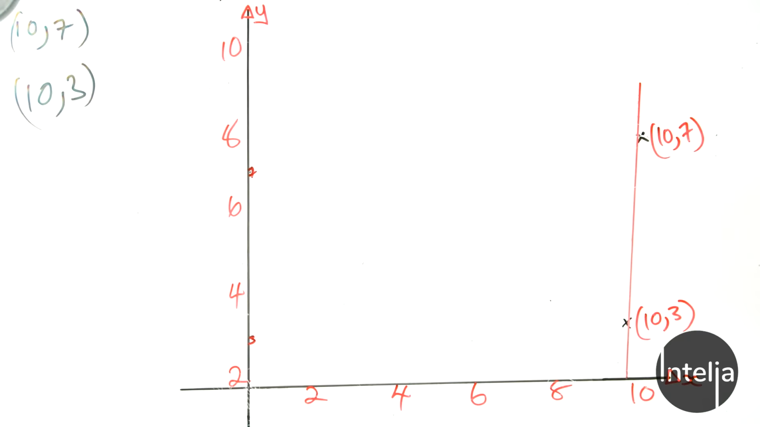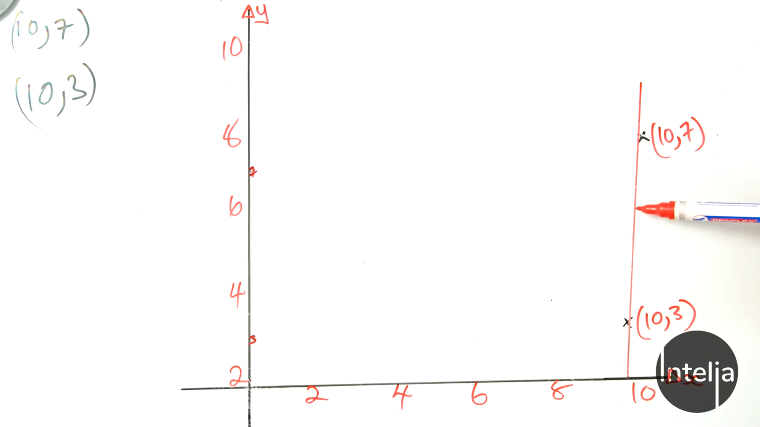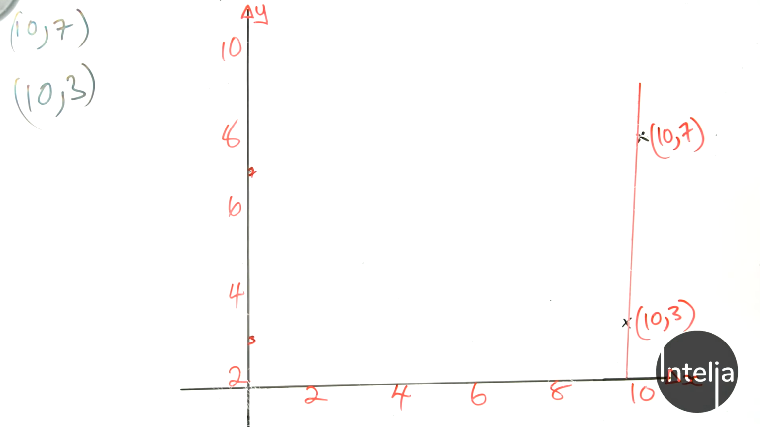So you can count to find the line segment length. Start at (10, 7) and count to (10, 3). The line segment is 4 units long. So you have to count from here to here: 1, 2, 3 and 4. So to find the distance between (10, 7) and (10, 3), you subtract 7 minus 3, which is equal to 4. So the distance between (10, 7) and (10, 3) is 4.